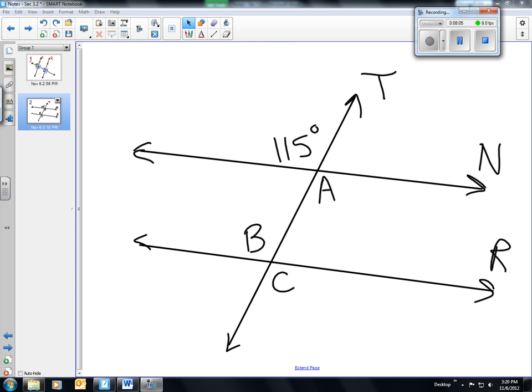It's important to note here on this last problem, I forgot to put this down, but these were parallel lines. So before I didn't have that marking on there. If you don't see the arrows, then you cannot assume that those are parallel lines, but I forgot to draw those on there.